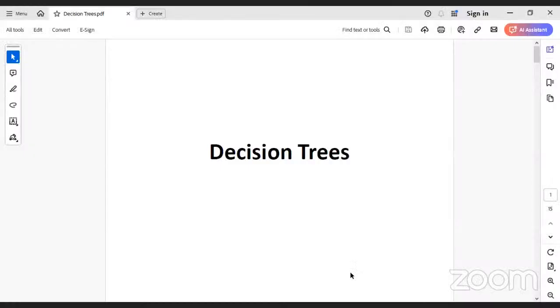So with this short note, we will start with our first algorithm, that is decision trees. Decision trees is the complete name. In short, it is also known as the trees algorithm.